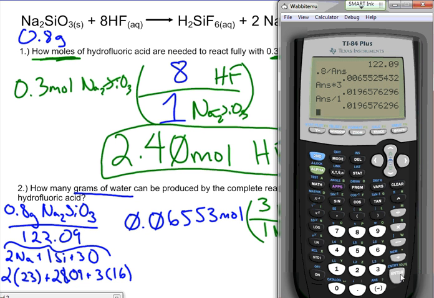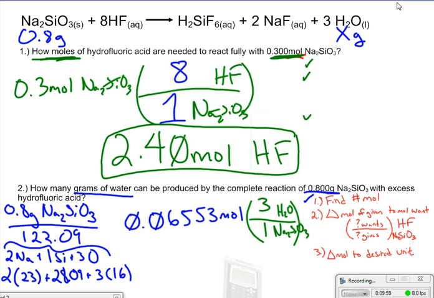And I come up with 0.01966. 0.06553 times 3 is 0.1966 moles of water. Again, remember, do not empty your calculator because we're going to use the number directly from the calculator. This is just for my record so I know where I am. So now we're done with step 2.